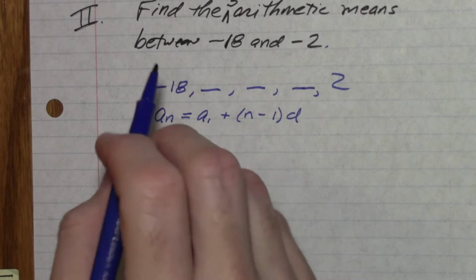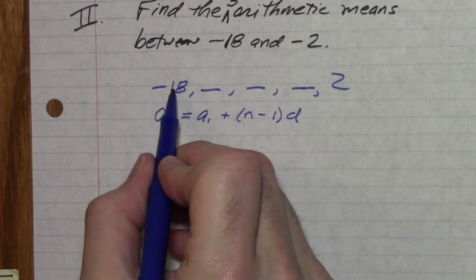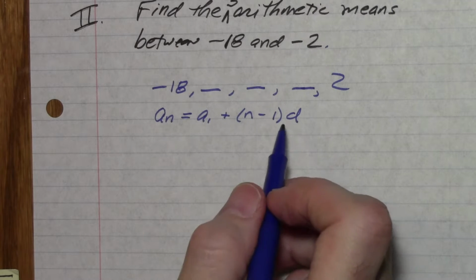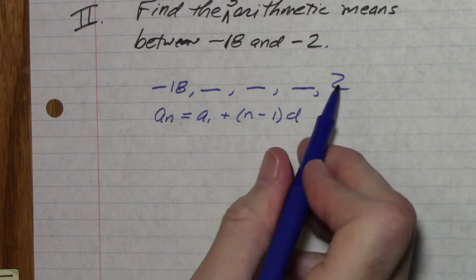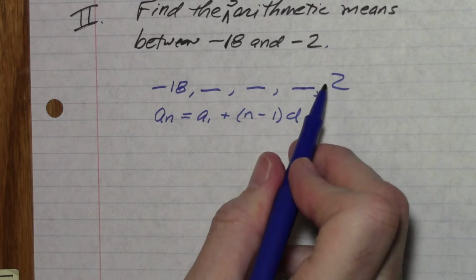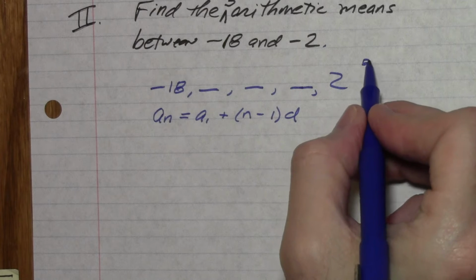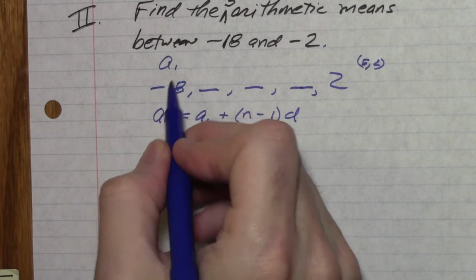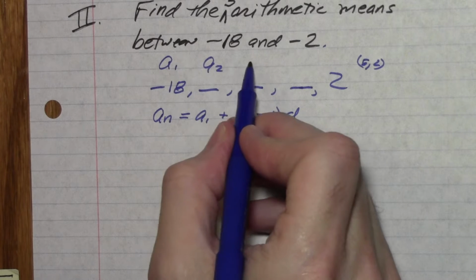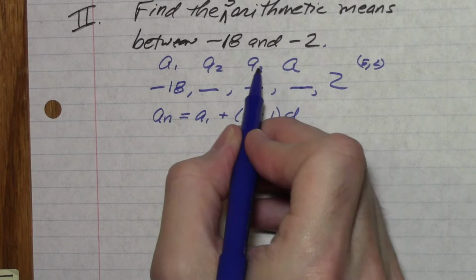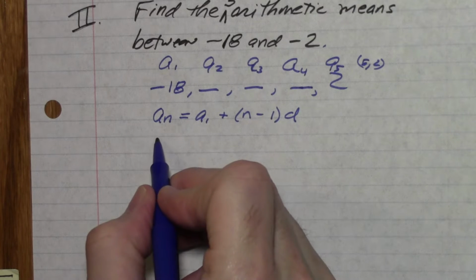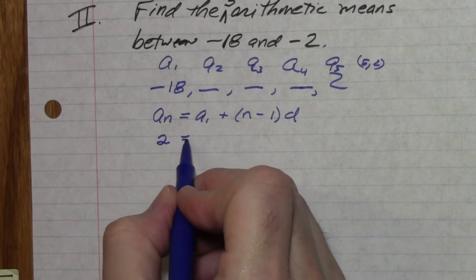Now A1 is the amount of the first number. There you are. And D, the difference, is whatever we add. Here's the thing, we now know 3 things. If we decide to use the 5th term and the 2, then we can put it in. We know the first term is this. We don't know the 2nd, 3rd or 4th term, but we do know the 5th term. So we can say that the 5th term's amount is 2.